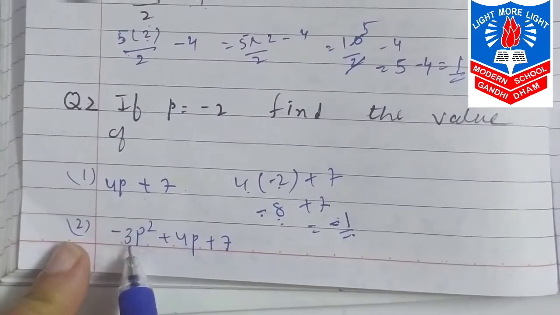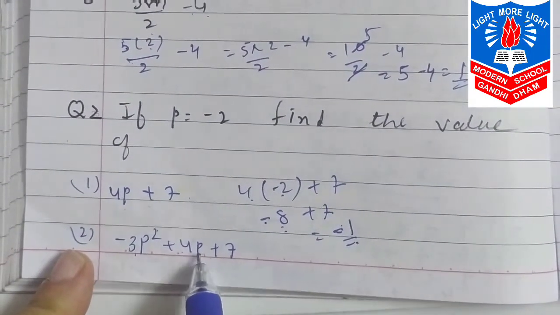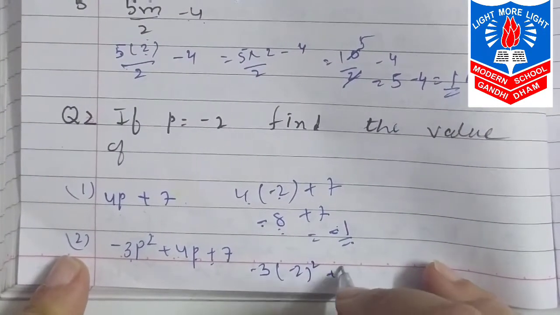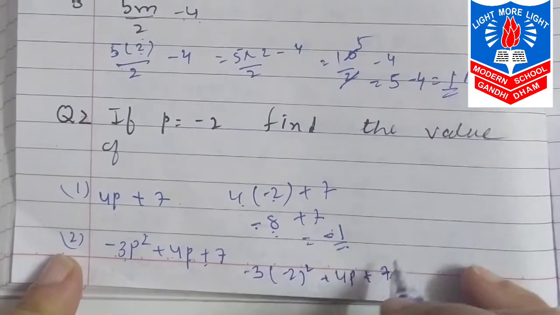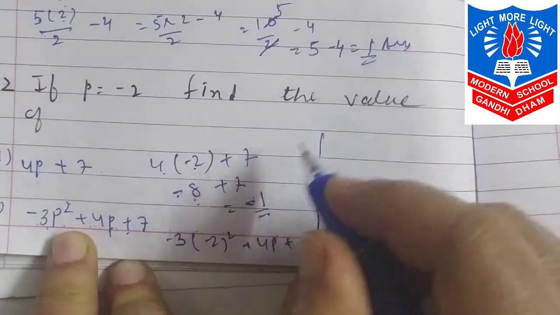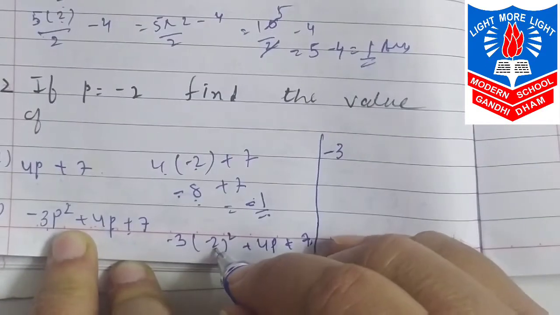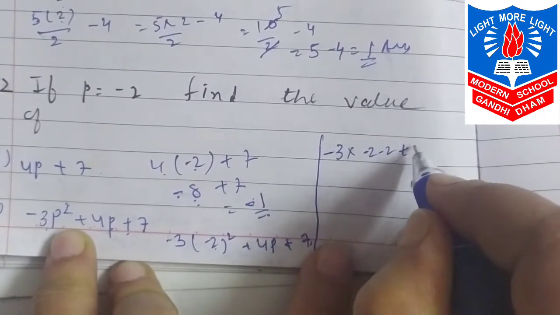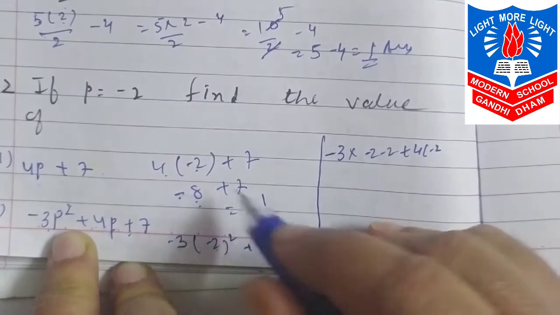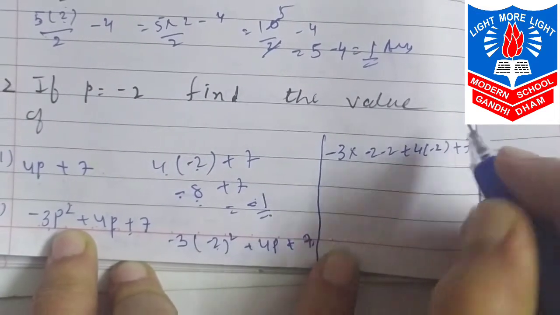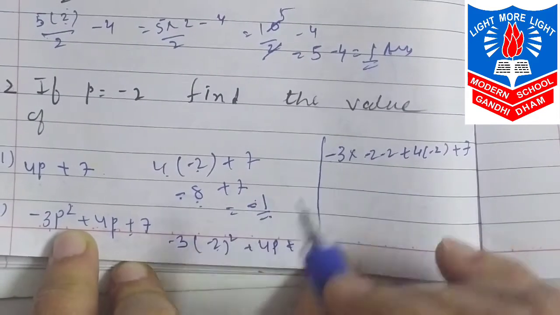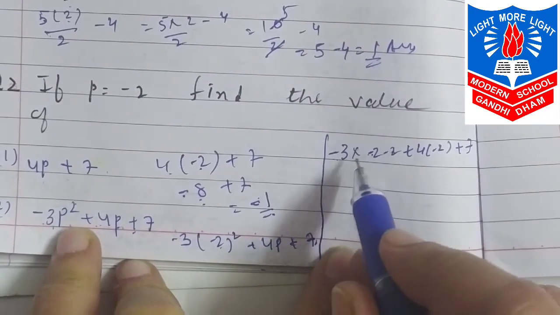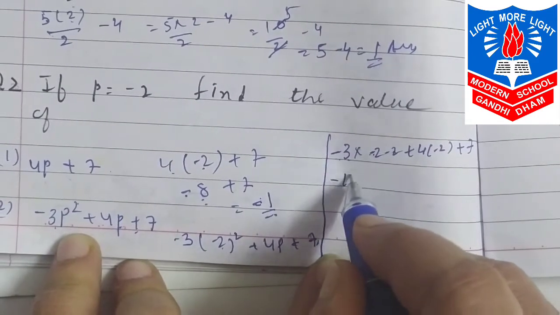Okay. Then here, minus 3p square plus 4p plus 7. So minus 3, p value is minus 2 square, plus 4p plus 7. See, here is minus 3 and here minus 2 square. So 2 times minus 2 minus 2, plus 4 into minus 2 plus 7. So here see, 1, 2 and 3 times minus. So 2 2s are 4, 4 3s are 12. So here it is minus 12.